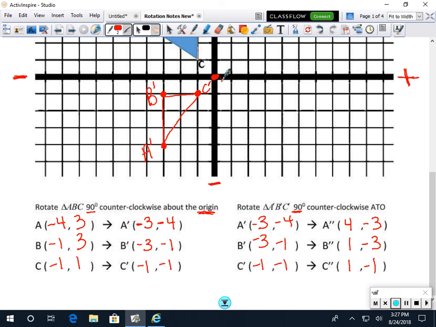And I can graph these points. So I have 1, 2, 3, 4, 1, 2, 3. And this will be A double prime. I use 2 apostrophes this time because I've moved the original figure 2 times. B is at 1, negative 3. And C is at 1, negative 1.